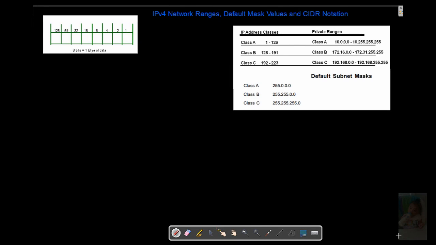In this one, we're going to be talking about IPv4 network ranges, default mask values, and CIDR notations. Up to this point, what do we know? Well, we know how to convert decimal to binary. We got a little cheat sheet up here if we need to make some conversions.